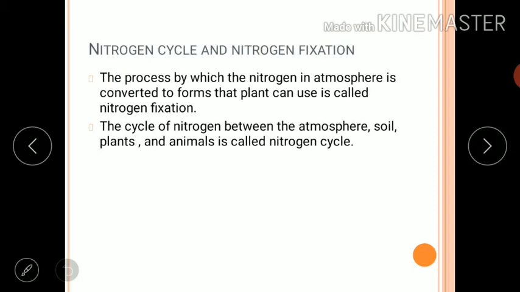Nitrogen cycle and nitrogen fixation. Nitrogen is one of the most important nutrients needed by plants. It is a constituent of protein and DNA. DNA is a long molecule found in the nucleus of the cell that carries most of the information, or we can say all the information, that a cell needs to function.